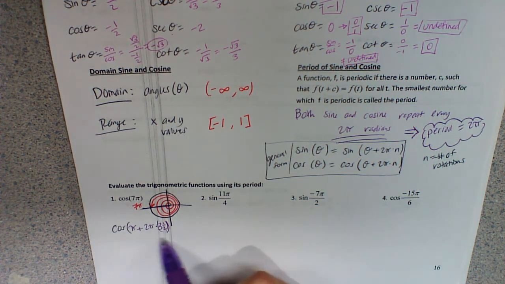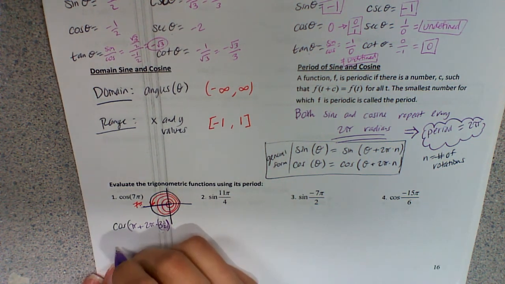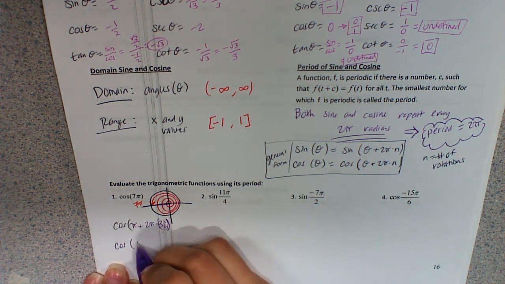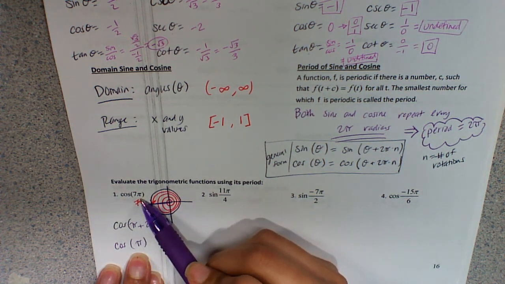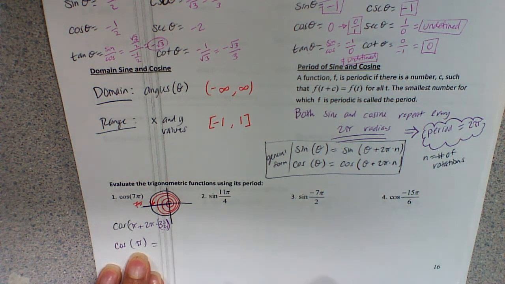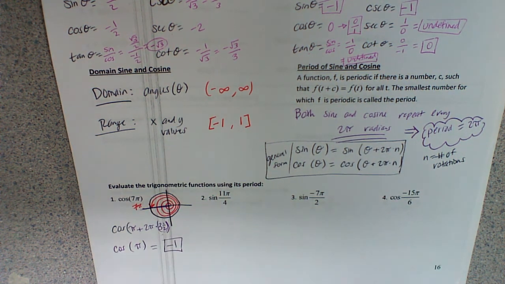Okay, so all of this is the expanded form, the expanded way of writing 7 pi. Now really what we want to focus on is cos of pi, because pi is in the same location as 7 pi. So now all we have to find is cos of pi, which is -1, and that would be your answer.